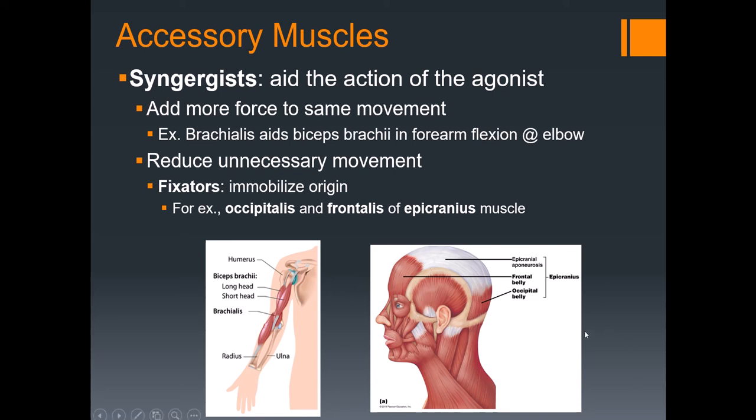For example, we have a particular type of synergist called a fixator, which rock solid immobilizes an origin. So for instance, the epicranius muscle here, which covers your head, the occipitalis in the back is connected to the frontalis in the front by this aponeurosis here. The frontalis raises your eyebrows, but in order to do that, it has to have a really solid point from which to originate, and it just originates on this aponeurosis. So the occipitalis contracts, that pulls this taut, and then the frontalis can raise your eyebrows. So the occipitalis acts as a fixator for the frontalis.